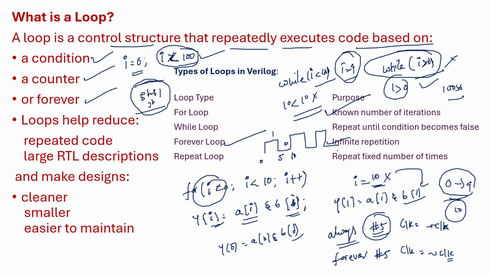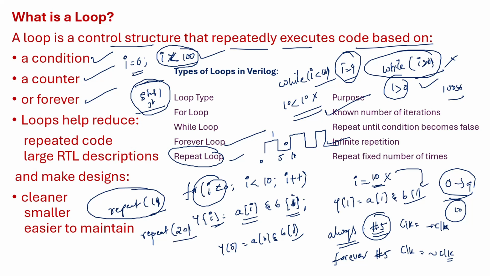Repeat loop. How many times do you want to repeat the loop? If I want to repeat my conditions a fixed number of times, then go for the repeat loop. So you are using repetition. Repeat means I want to repeat 10 times or 20 times. I want to execute my condition 10 times, so go for repeat 10 times. Or I want to execute my simulation 20 times.